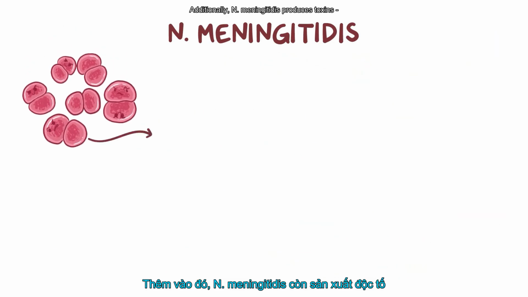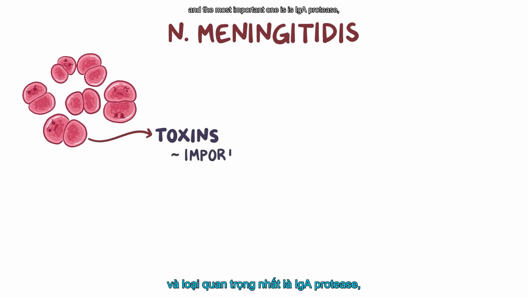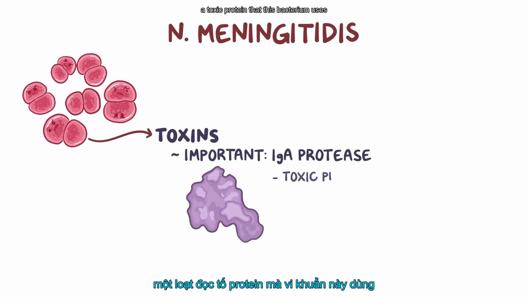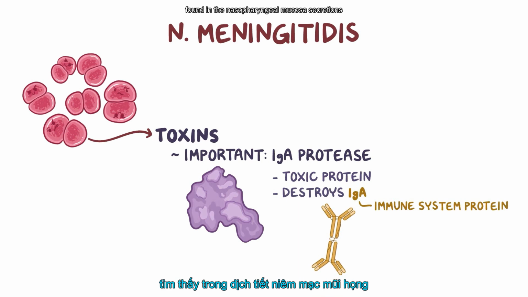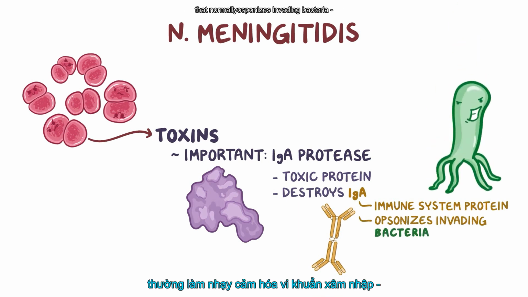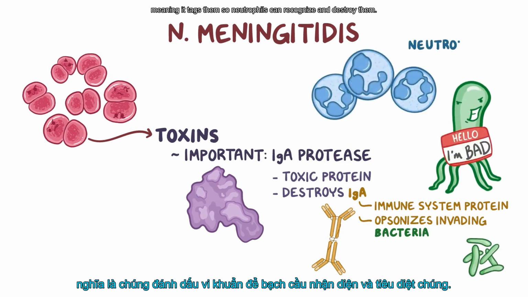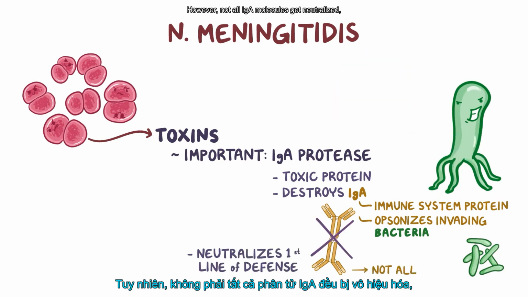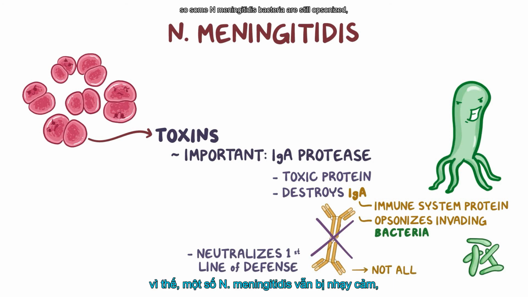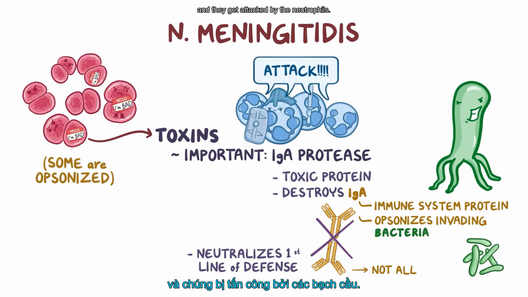Additionally, N. meningitidis produces toxins, and the most important one is IgA protease, a toxic protein that this bacterium uses to destroy immunoglobulin A, or IgA. IgA is an immune system protein found in the nasopharyngeal mucosa secretions that normally opsonizes invading bacteria, meaning it tags them so neutrophils can recognize and destroy them. So IgA protease neutralizes the first line of mucosal defense. However, not all IgA molecules get neutralized. So some N. meningitidis bacteria are still opsonized, and they get attacked by neutrophils.